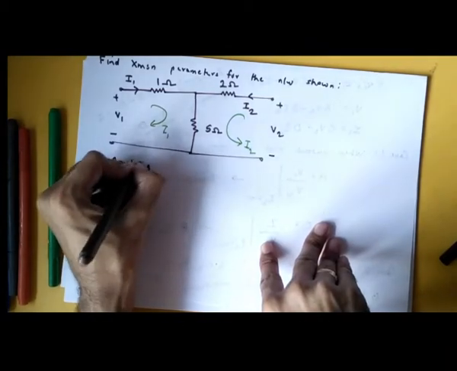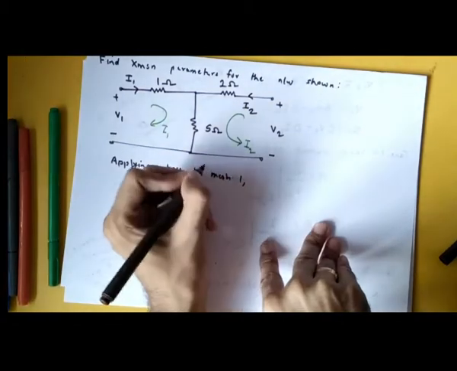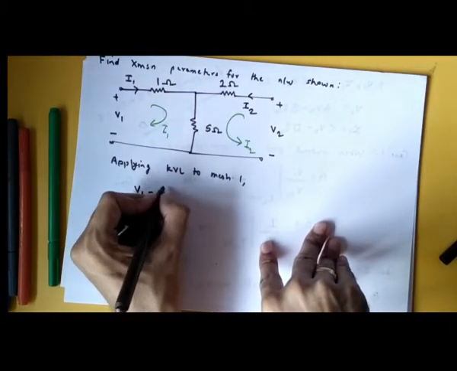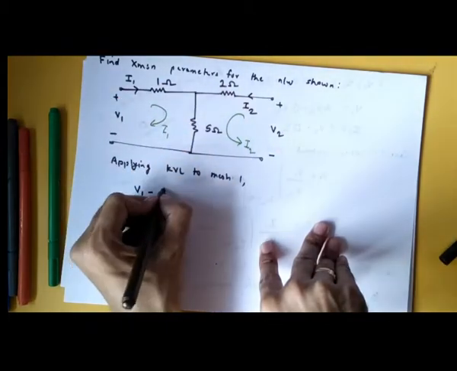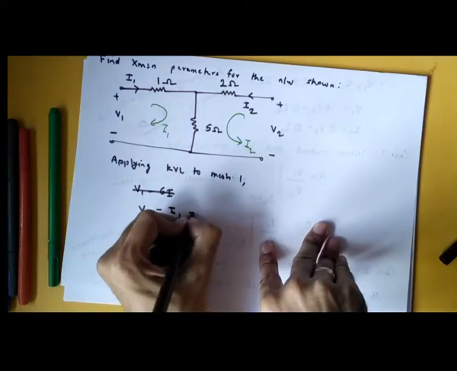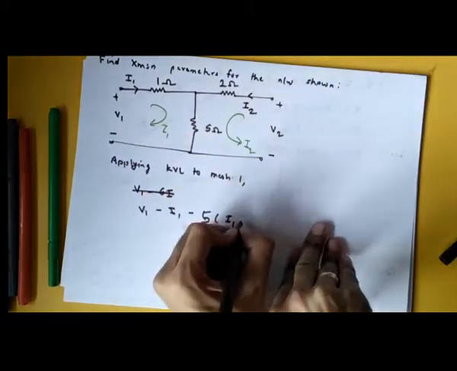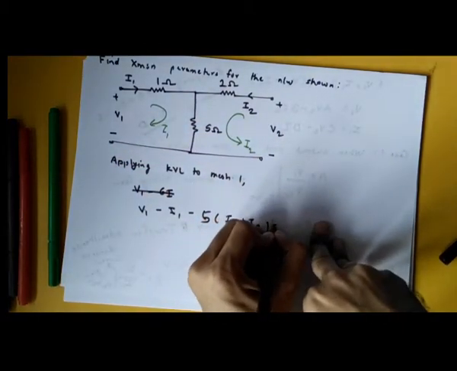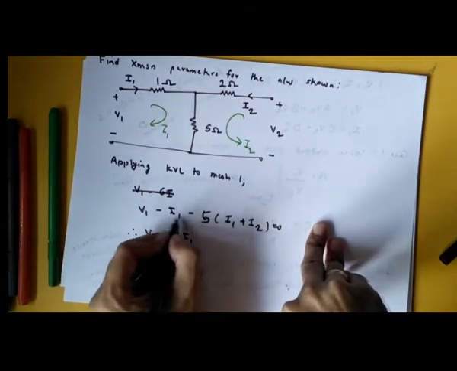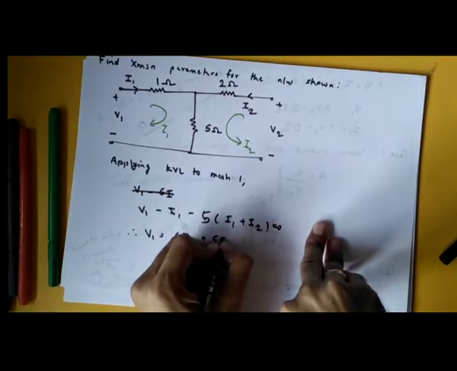Applying KVL to mesh 1, what will you get? V1 minus I1 minus 5 times, I'll write it stepwise, V1 minus I1 minus 5 times what? I1 plus I2, both are in the same direction, equal to 0. So this will be V1 equal to 6I1 plus 5I2.